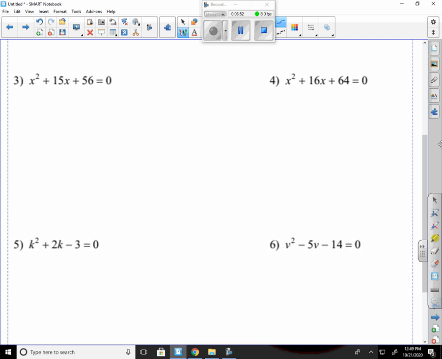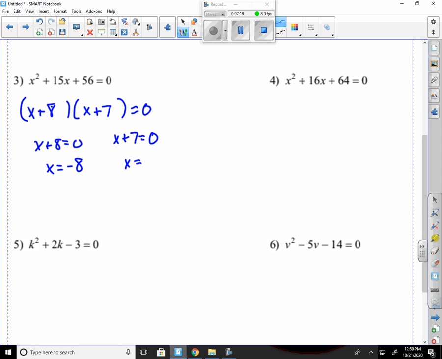Number 3. What multiplies to give me 56? It's going to be 8 and 7 again, because 8 plus 7 gives me 15. x plus 8, x plus 7, set that equal to 0. x plus 8 equals 0. x plus 7 equals 0. x equals negative 8. x equals negative 7.